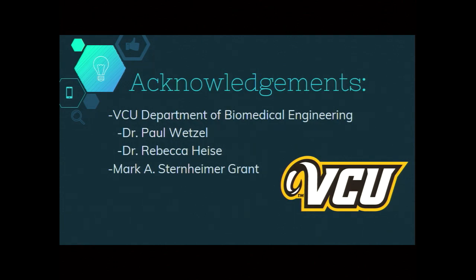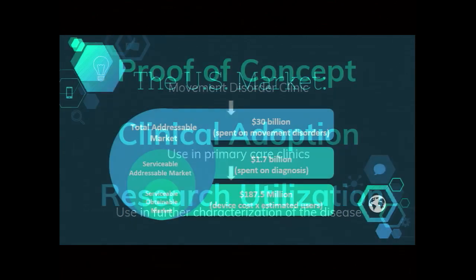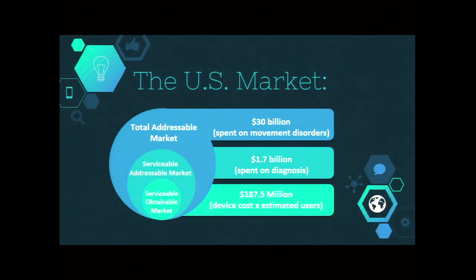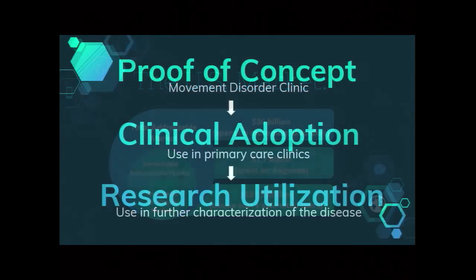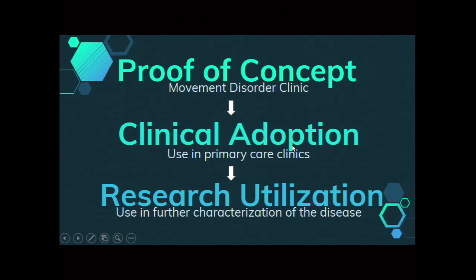So the initial plan is to get this into primary care clinics. And so our serviceable obtainable market is calculated based on the number of primary care physicians in the United States. And so this would put us in the clinical adoption phase, and this is where we're at right now. For long-term growth, we would like to move into the research environment. The data would be incredibly valuable to get this widespread and to get data on movement disorder patients from all over. But to answer your question specifically, we're selling this to primary care physicians to start.